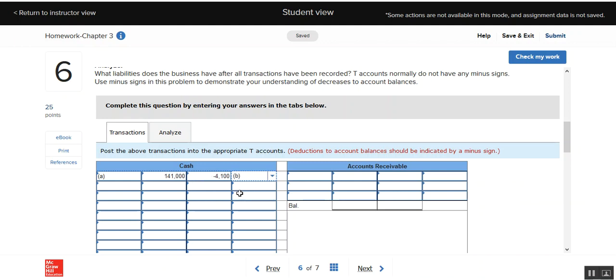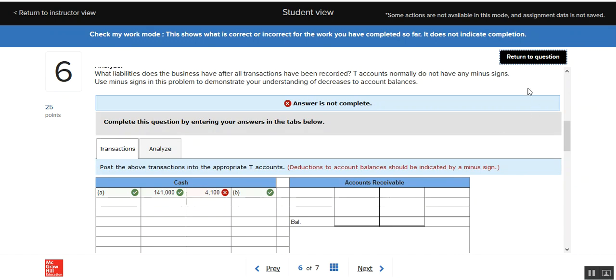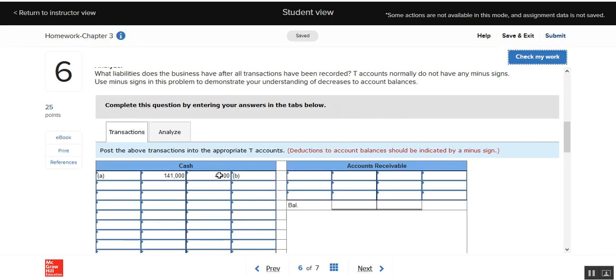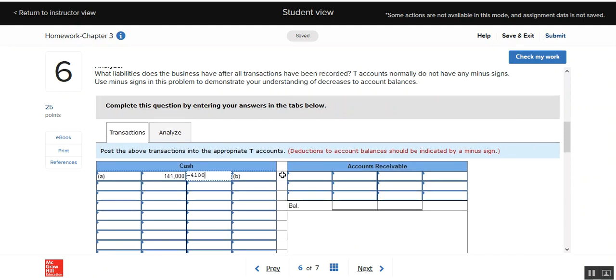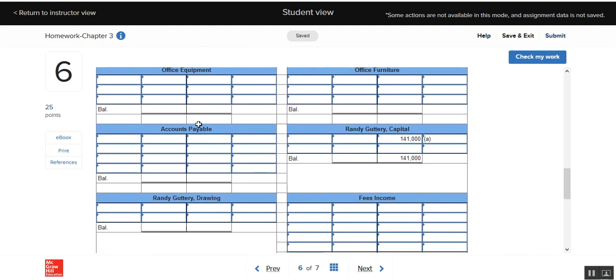So let's just see if it'll count it wrong without that minus sign. It may count it right either way. Nope, it's going to count it wrong. So make sure that you put the minus signs in anytime something's going down. So that means that in cash, anytime there's a credit, there should be a minus sign. The same would go for accounts receivable, office equipment, office furniture, because those are all assets. So anything on the right-hand side of that T account is going to be a minus sign.